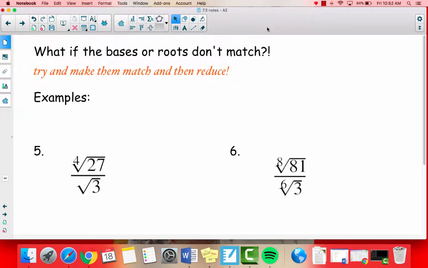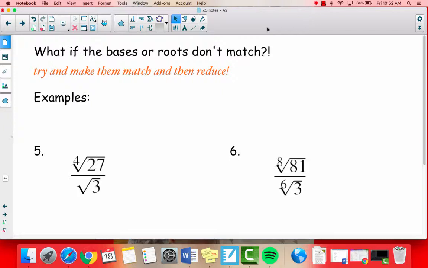So far in the examples that we've completed, the roots have been the same, or the index, or the bases have been the same, and so it's been really easy to reduce them. Now we're going to start getting into examples where the index or the bases are not the same, and so that makes it a little bit more complicated to reduce. And we're just going to practice those examples.